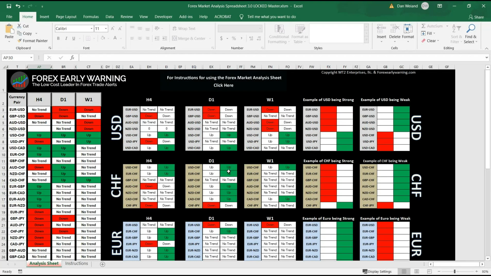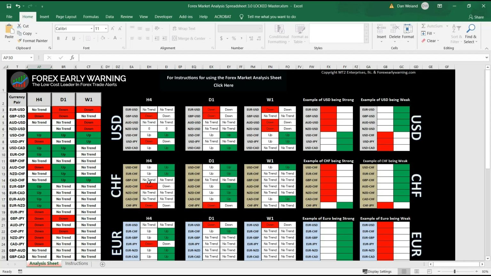The Swiss group is showing almost complete alignment on the D1, and if you go to the example on the right, that means weakness here. So it's weak against everything except the pound. They could be switching drivers there, or the pound could have some weakness as well, or had weakness. Short term, though, it's not there.